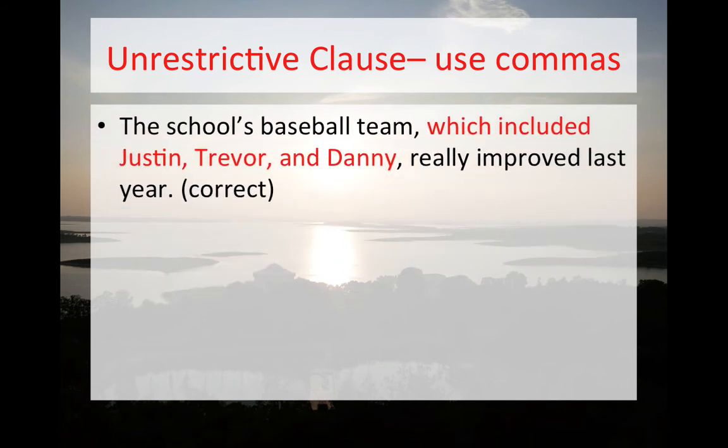The school's baseball team, which included Justin, Trevor, and Danny, really improved last year. The clause in red is an adjective clause. In this case, it modifies the noun school's baseball team. This is the unrestrictive clause of the sentence.